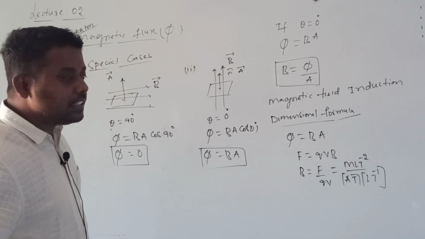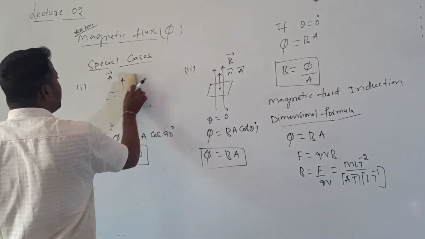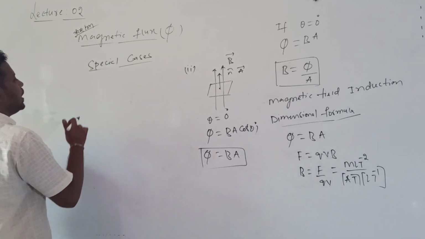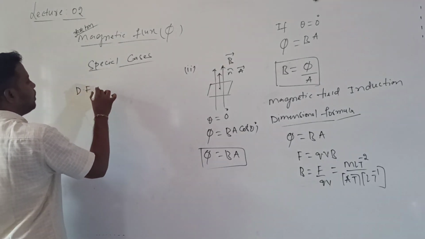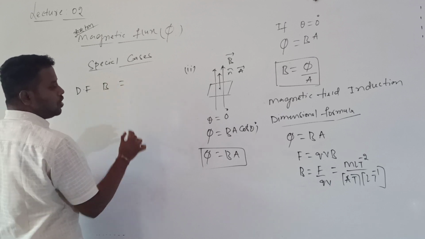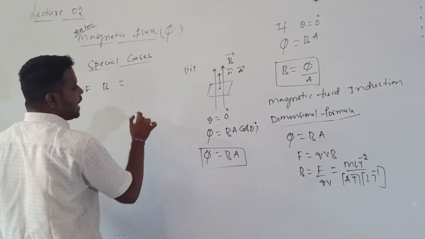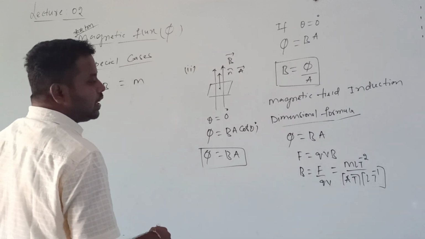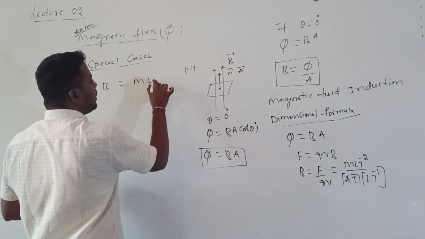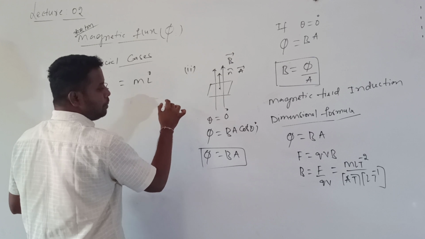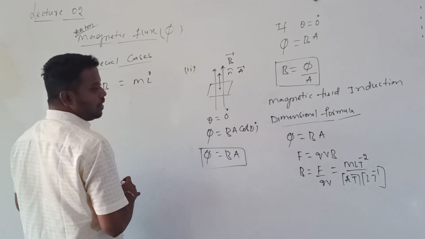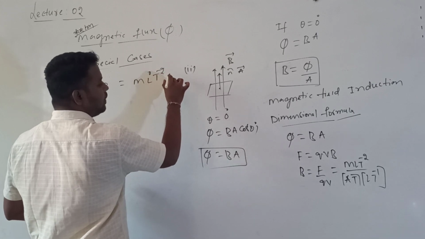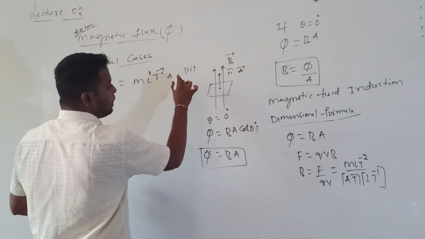Finally, what is the dimensional formula? Here we get the dimensional formula for B. That is M, L power 0 since the L value cancels in numerator and denominator, and T power minus 2 and A power minus 1.